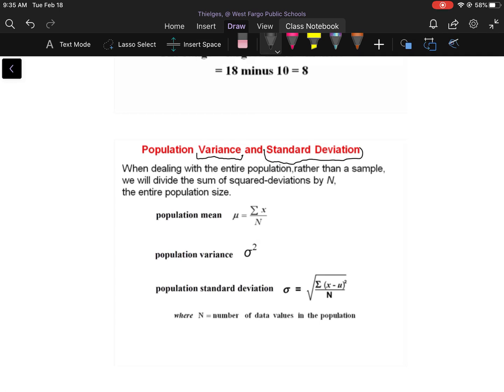Now, a little bit ago, you talked about, a couple sections ago, actually one section ago, about the population mean being this Greek letter mu.